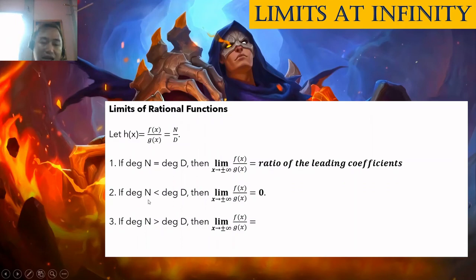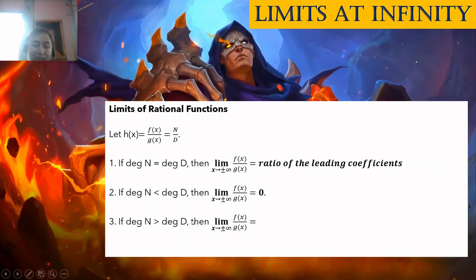Next class, if degree sa n is less than degree sa d. So kung gamay class ang degree sa n, dako ang degree sa d, di ba? Kung dako ang degree class sa denominator, meaning ang denominator class approach siya to infinity. So the answer is 0.